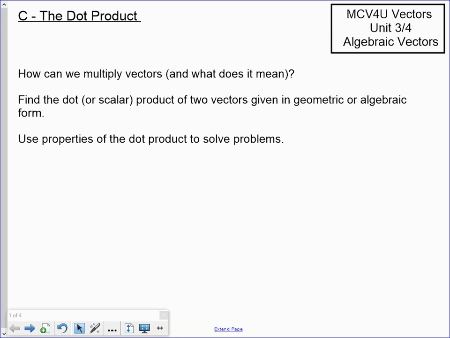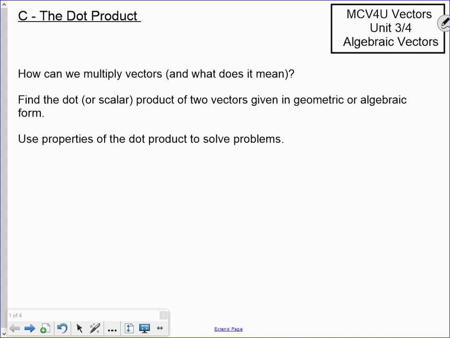So in this lesson, we're going to take a look at the dot product, which is the first of the two types of vector multiplication that we're going to look at in this unit. We're going to start off with a little preamble about basically what it means to multiply vectors, and put it in context of types of multiplication that you've done before.